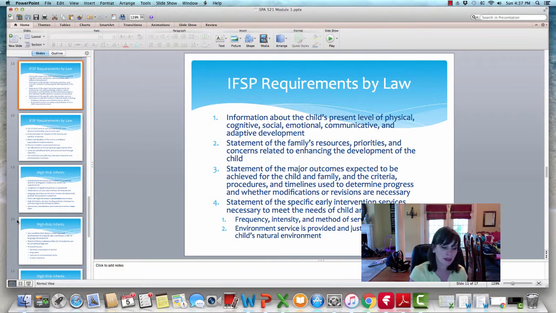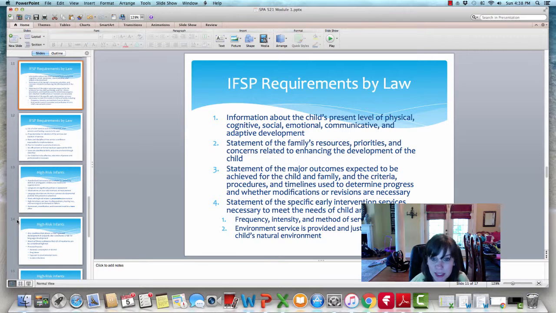And I know when y'all did y'all's treatment plans last semester, I really emphasized making those goals attainable and achievable because that's what's required as part of the law. That these parents understand what we're trying to achieve and that we have that criteria for achievement so we can know when to move on to the next area of goals and objectives.